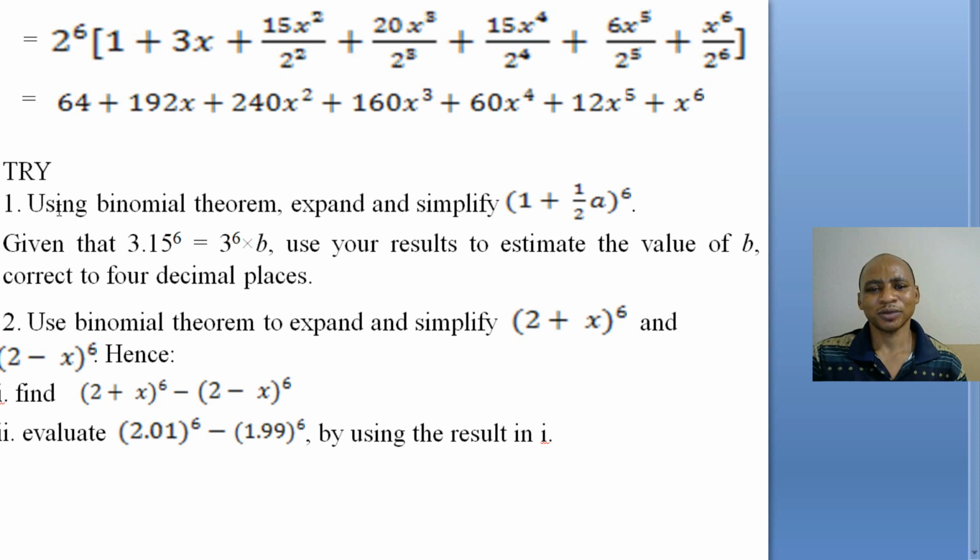One, using binomial theorem, expand and simplify 1 plus half a all raised to the power 6. Given that 3.15 all raised to the power 6 is equal to 3 raised to the power 6 times b, use your result to estimate the value of b, correct to 4 decimal places.